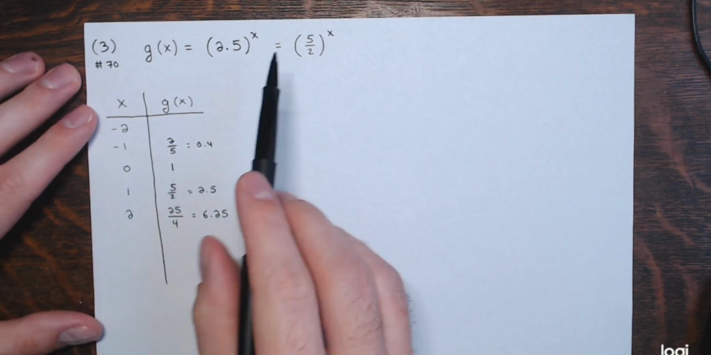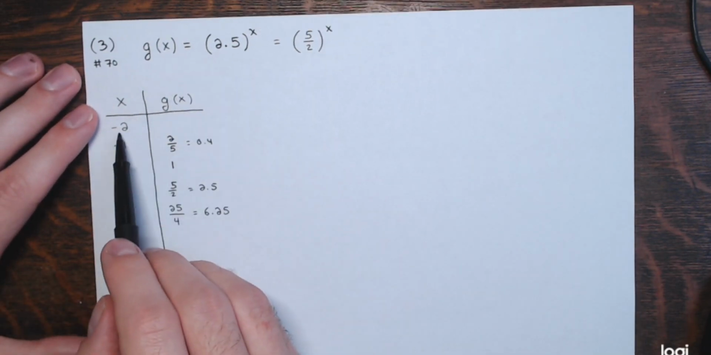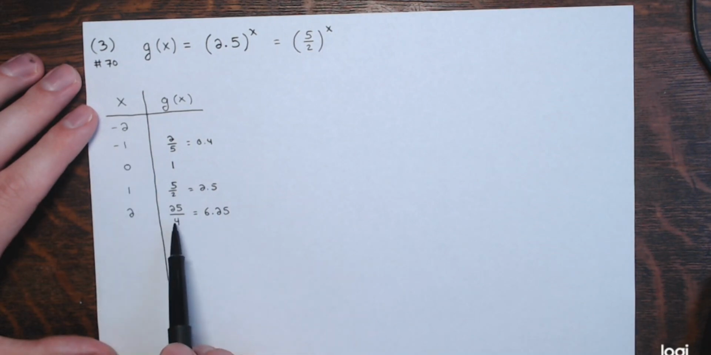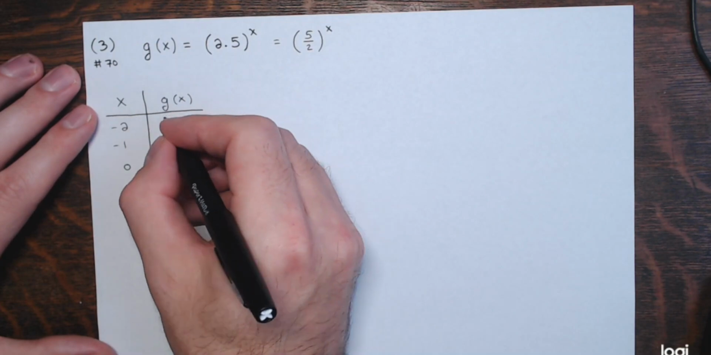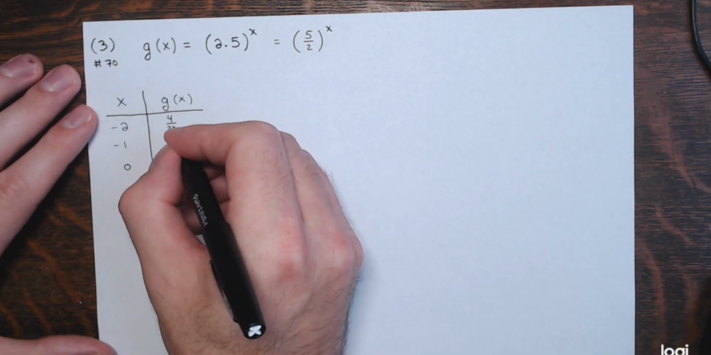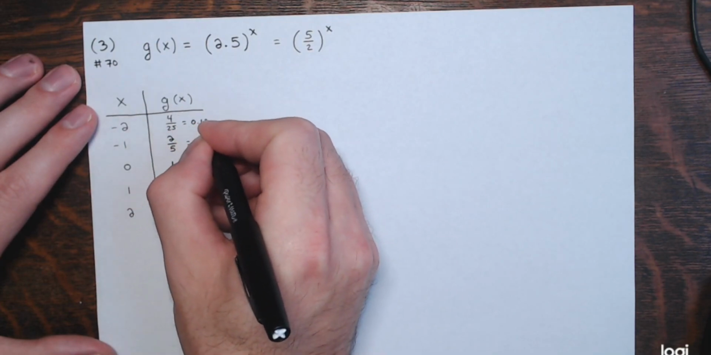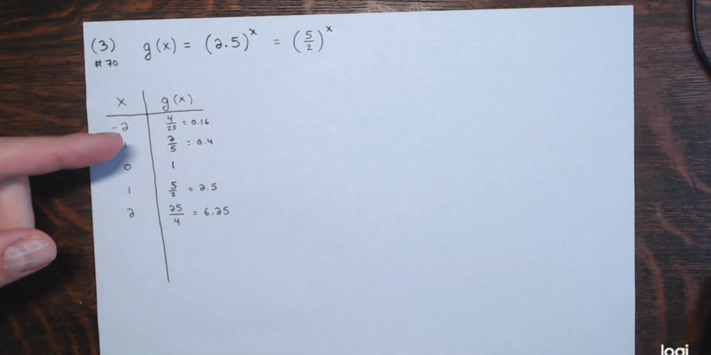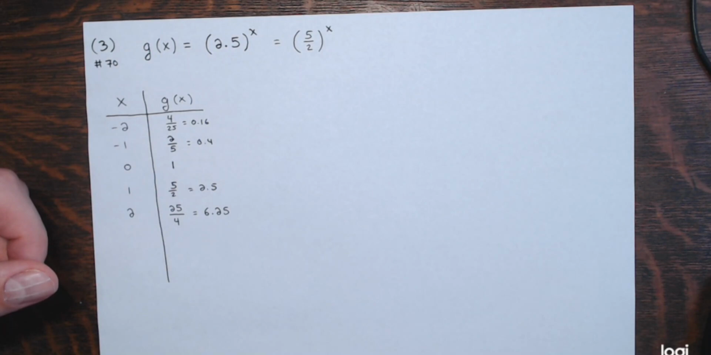And then 5 halves, or 2.5, to the -2 is just the reciprocal of 5 halves to the +2. That was 25 fourths. So this is 4/25, which is 0.16 as a decimal. But positive, right? Notice it is still positive.